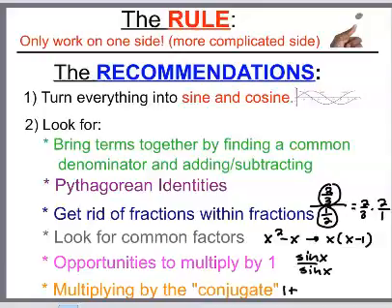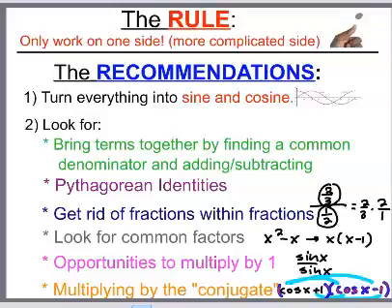And multiplying by the conjugate, we're probably not going to use that too much, but so if I have, for example, cosine of x plus 1, the conjugate would be cosine of x minus 1. And then we would multiply by doing this business here. Okay, we distribute. That doesn't come up too often, but keep it in mind.